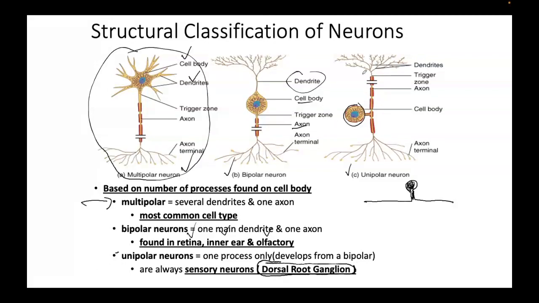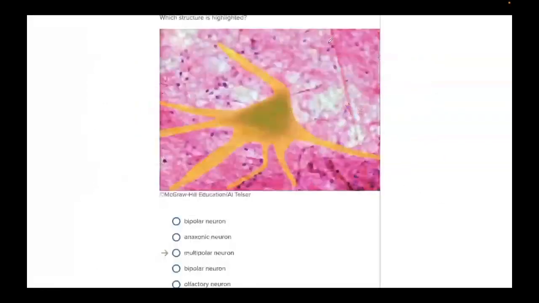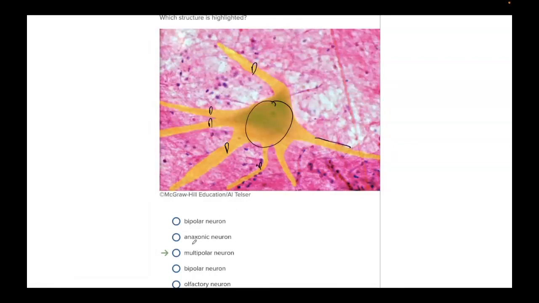That's always unipolar. And unipolar develops from bipolar. So it starts as a bipolar, and then what ends up happening, if you can visualize this, is that this structure here pinches off. It moves in this direction. So when this moves away and pinches off, you end up with one process. Okay? So when we look at this, you've got dendrites, dendrites, dendrites, dendrites, dendrites. You got your cell body, you got your one axon. That's your multipolar neuron.